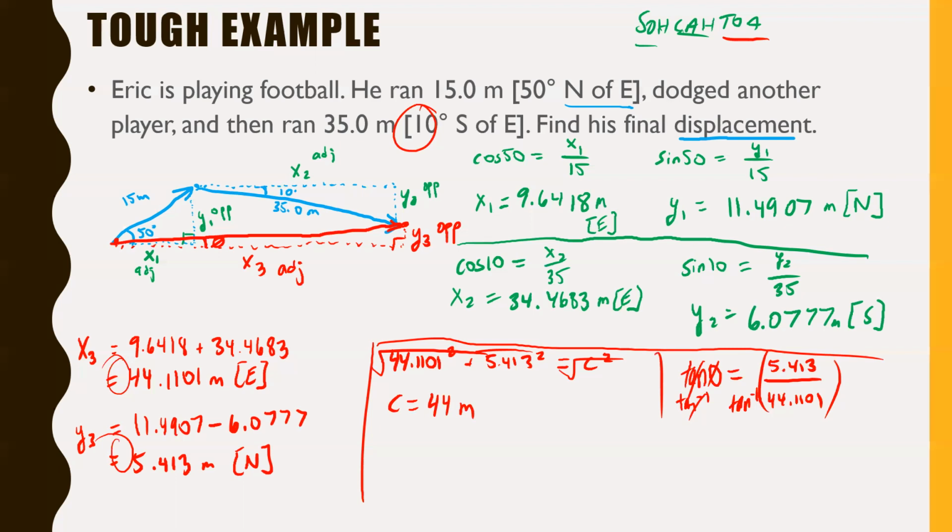Rounding to 2 sig digs, that's actually quite nice. It rounds right up to a nice number. Theta equals 7.0 degrees. Yeah, so a pretty slim angle, right? It's not really going too high.